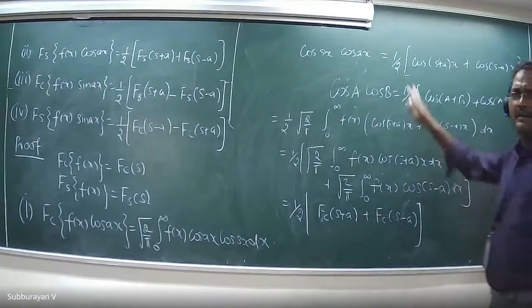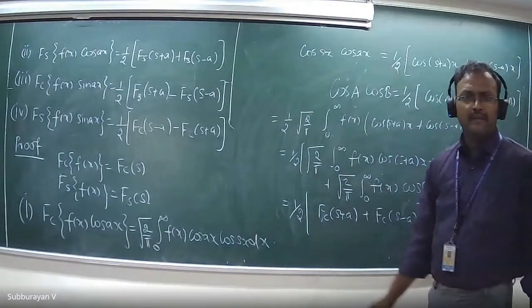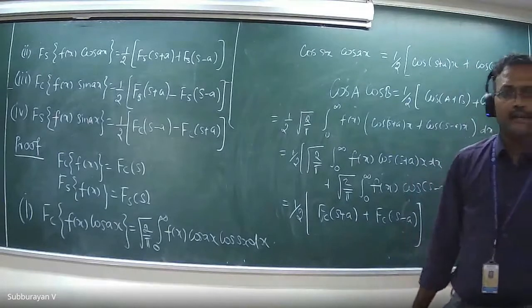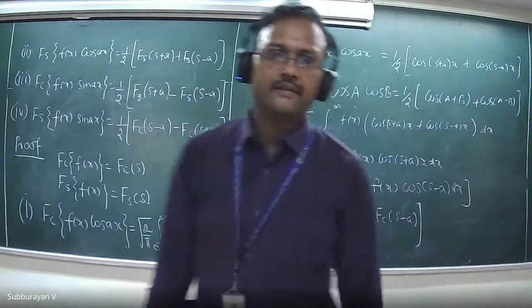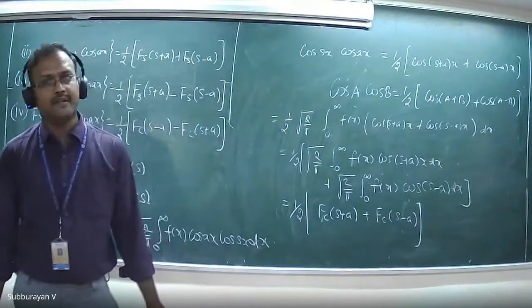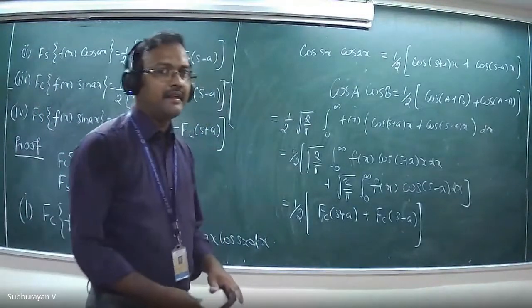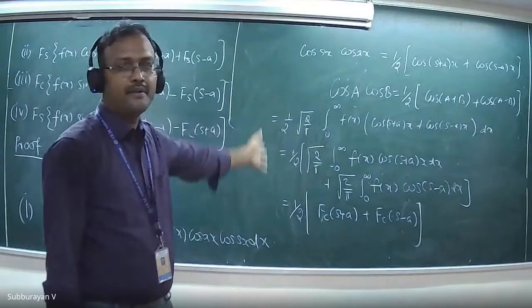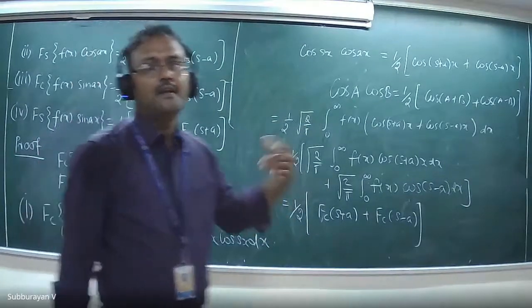Similarly, by using a similar argument, the only thing is you have to use the trigonometric identities: sin a sin b, cos a cos b, sin a cos b, and cos a sin b. With the help of those identities, one can prove it easily. Take it as an exercise.